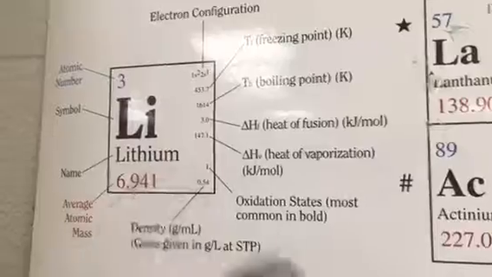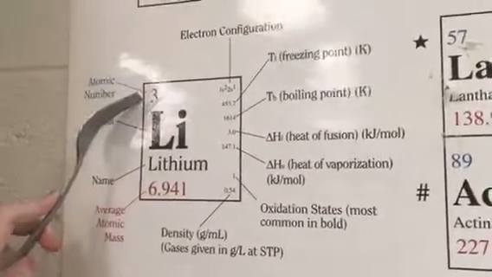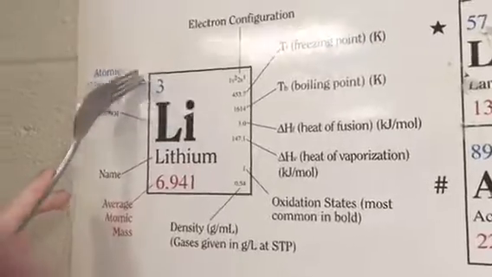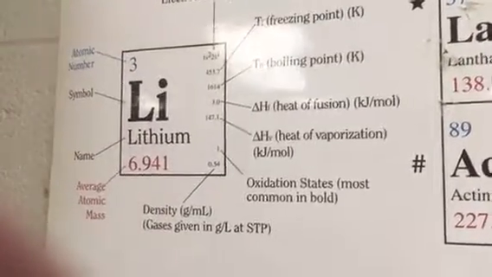This is the basic structure of an atom. Here we have the atomic number, which will tell its placement on the periodic table. Also, the atomic number is equal to the number of protons and electrons in an atom.